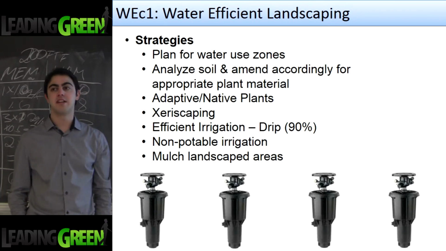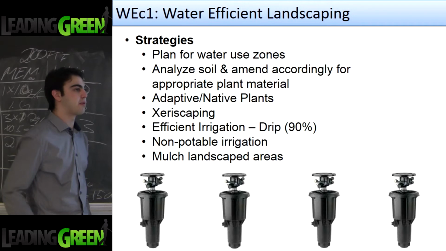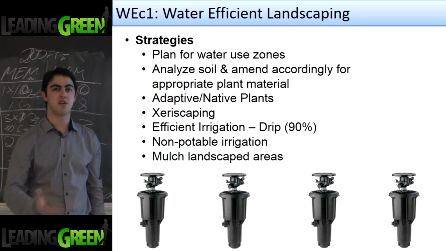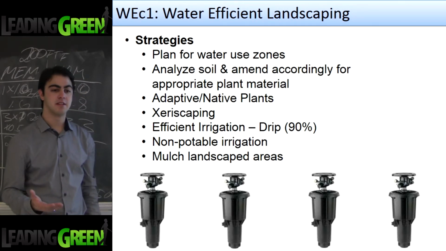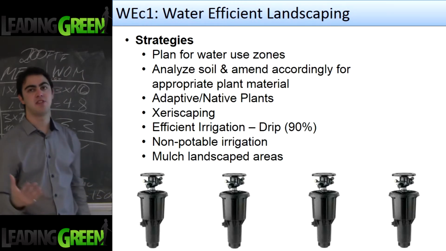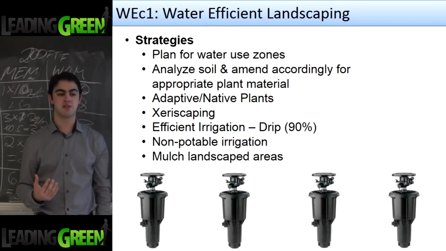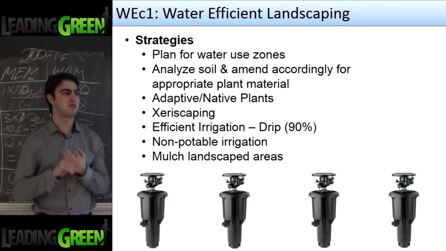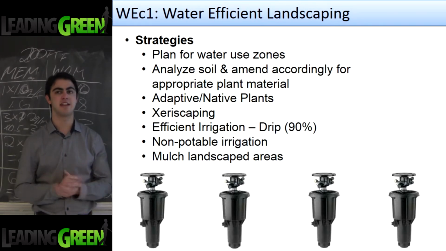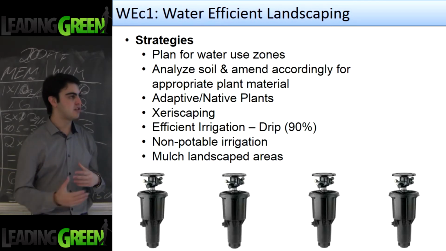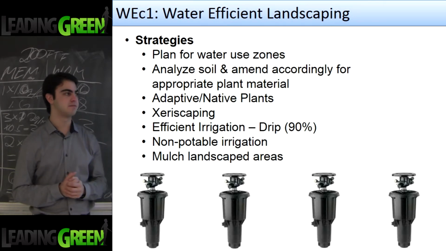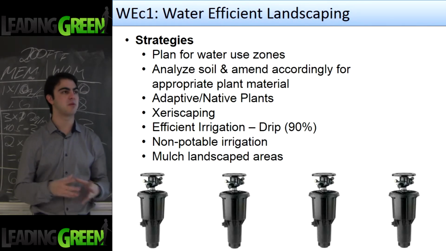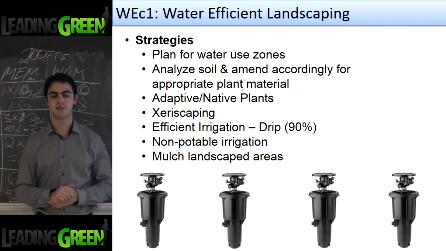Know where your water needs to be used to water your plants and grade your site so the water flows there. Analyze what plant species you're going to use and what soil you're going to use. Use native, adaptive, indigenous species which are used to the land and don't need any extra irrigation to survive. Efficient irrigation, non-potable water irrigation. Mulch the area so it holds that water. Stuff like that.